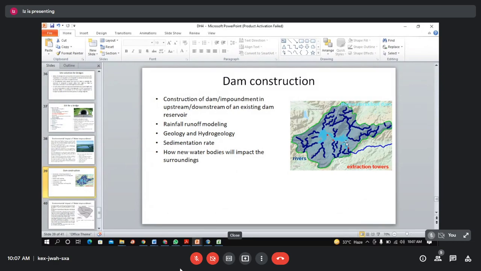So in all the cases, you need to have a rainfall runoff model, so that you can tell that water will be added from the next rainfall event and will not cause any havoc to the neighborhood, right?